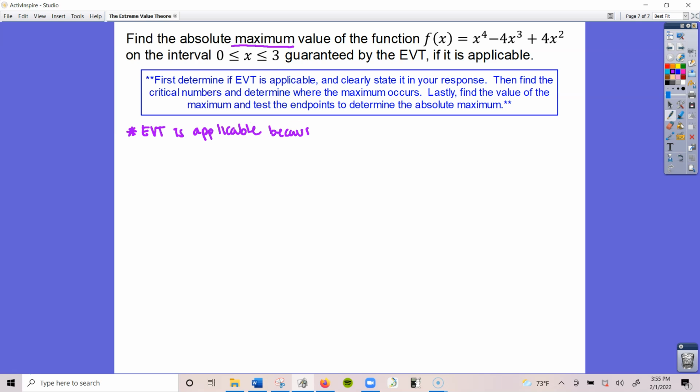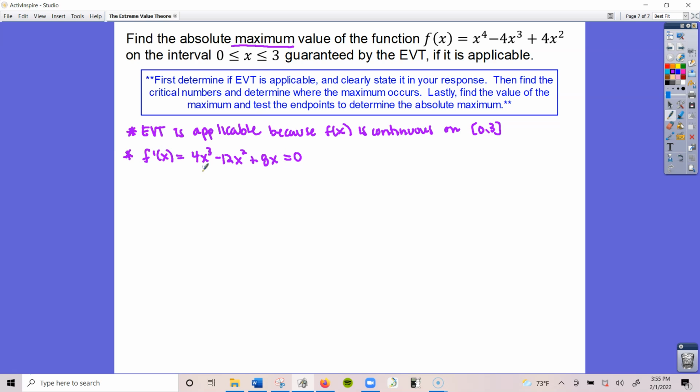because f(x) is continuous on the interval [0, 3]. Remember that this is just another way of writing this. Now we're going to find those critical numbers and test. So f'(x) is going to equal 4x^3 - 12x^2 + 8x, and make this equal to 0.